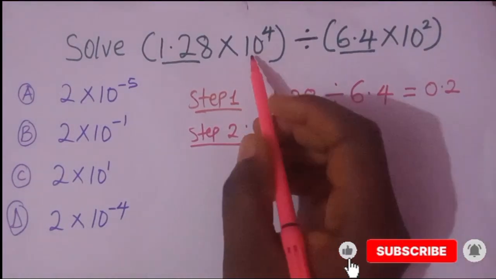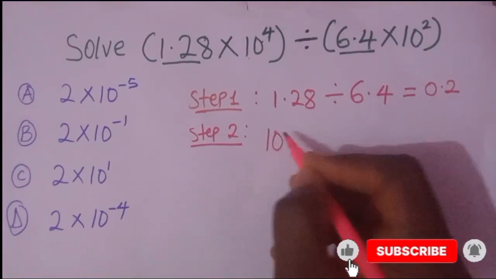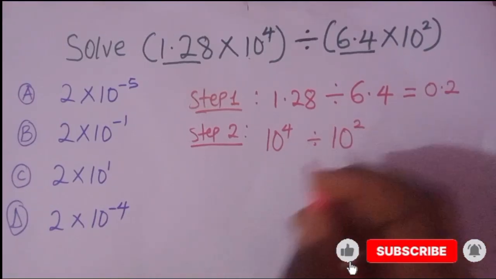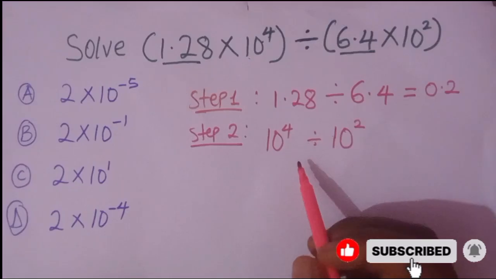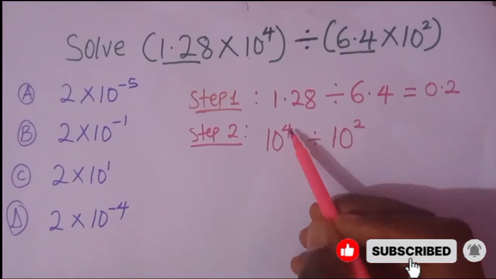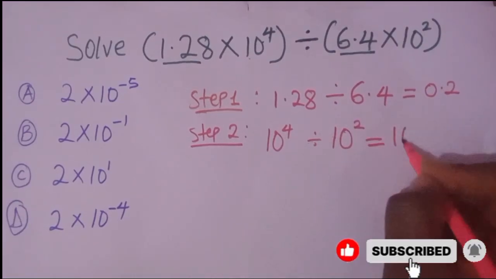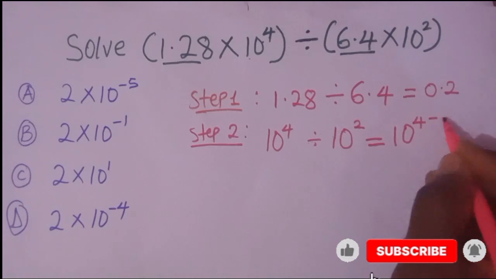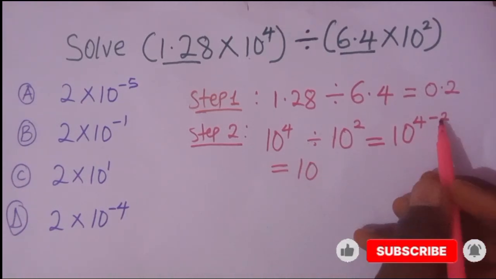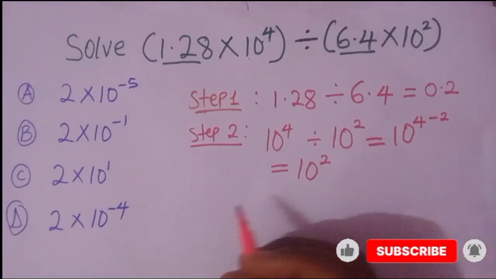Okay, now let's bring out the powers in each of the brackets. The first one, 10 raised to power 4 divided by 10 raised to power 2. Now, according to laws of indices, when we have the same base and we are asked to divide, we subtract the power. So this gives us 10 raised to power 4 minus 2, which is equal to, 4 minus 2 is 2.